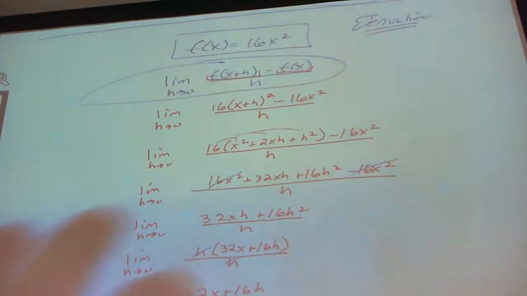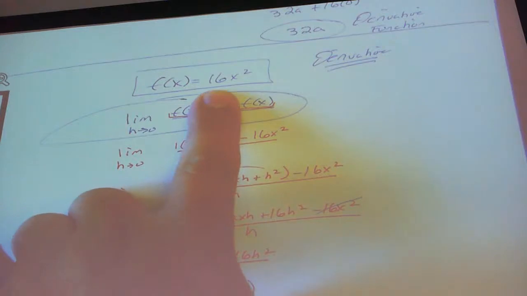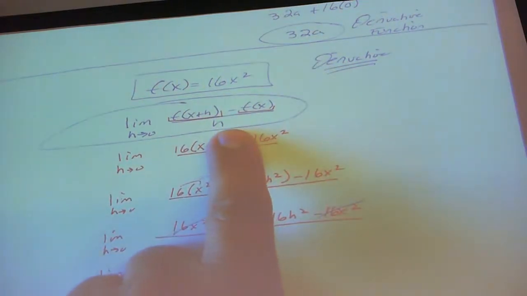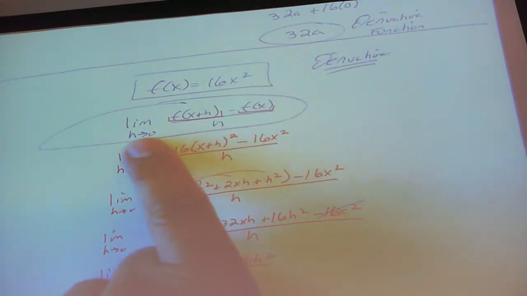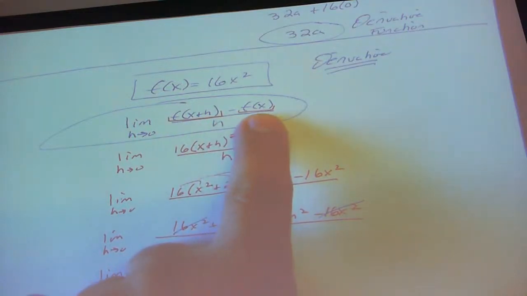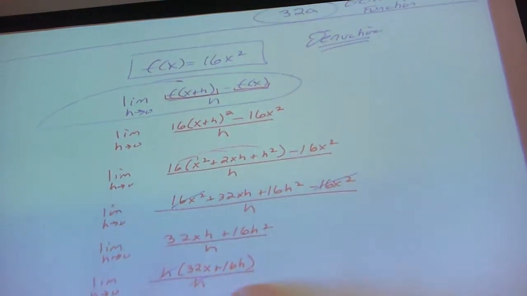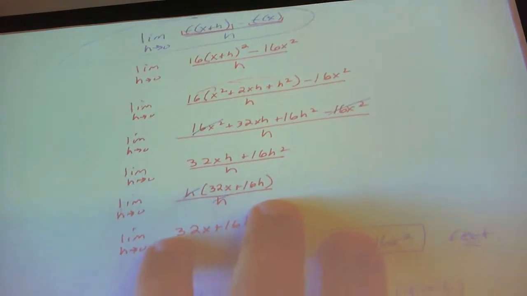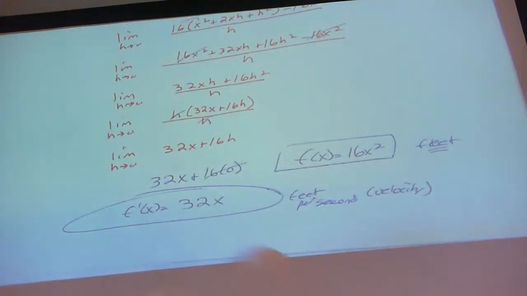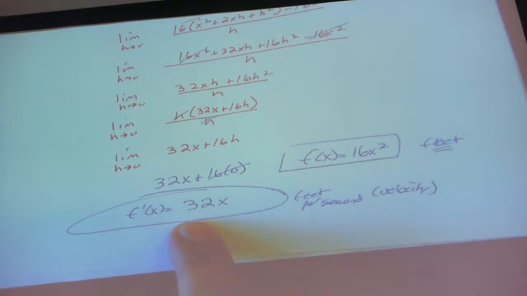So where we left off last class was, I said if you had the original function, 16x squared, that tells me how many feet the ball fell from the top of the Tower of Pisa. To find how fast the ball is traveling at every single second, then we have to take the derivative. This is the definition of a derivative. Limit as h approaches 0, f of x plus h minus f of x over h. And then we did all this work to get an answer of 32x. So all that work got you 32x.